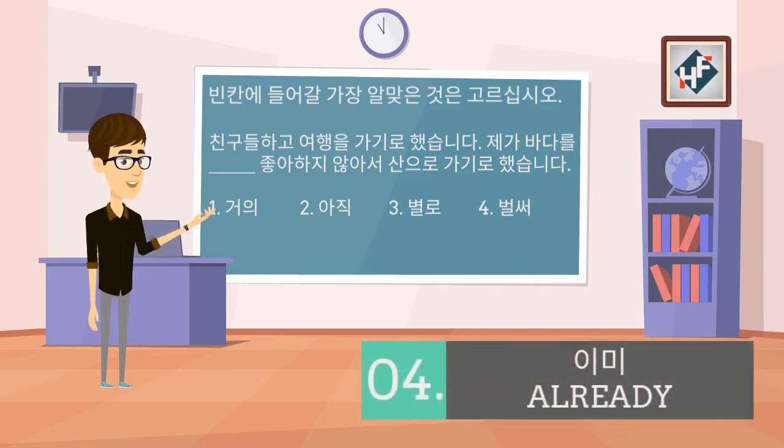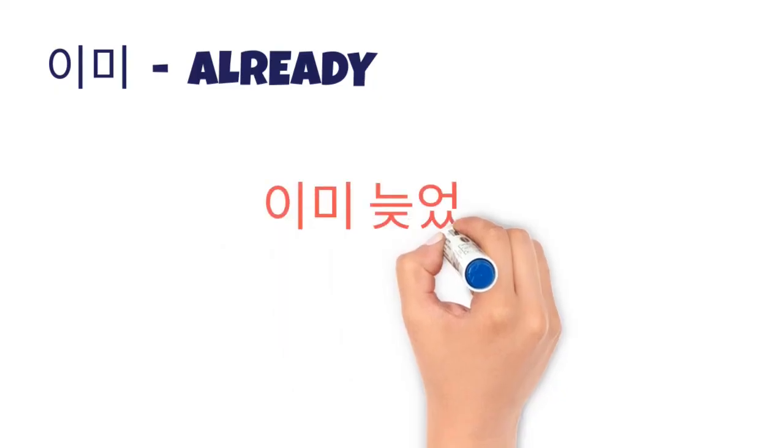Okay, so parehas lang sila ng meaning, but the only difference is, pag ginamit mo yung 벌써, there is a sense of surprise. So, para kang medyo nagulat. 벌써 3시야? So, parang nagtatrabaho ka and hindi mo alam, it's already 3 o'clock. So, 벌써 3시야? It's already 3 o'clock. And yung 이미 is more neutral, more flat. So it only applies to something that is already in the past. So for example, 이미 늦었어.